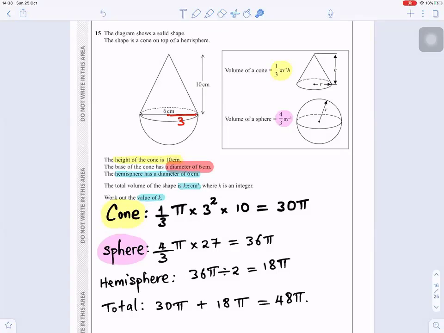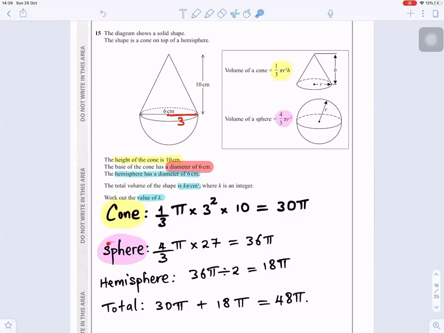Okay, we start with the cone. We have the formula for volume of a cone at the top right. Volume of a cone is 1/3 pi times radius squared times h. We use that formula for the cone. 1/3 pi times the radius is 3. The radius of the cone is 3. So it's 3 squared times the height is 10. The height of the cone is 10. That gives us 30 pi.